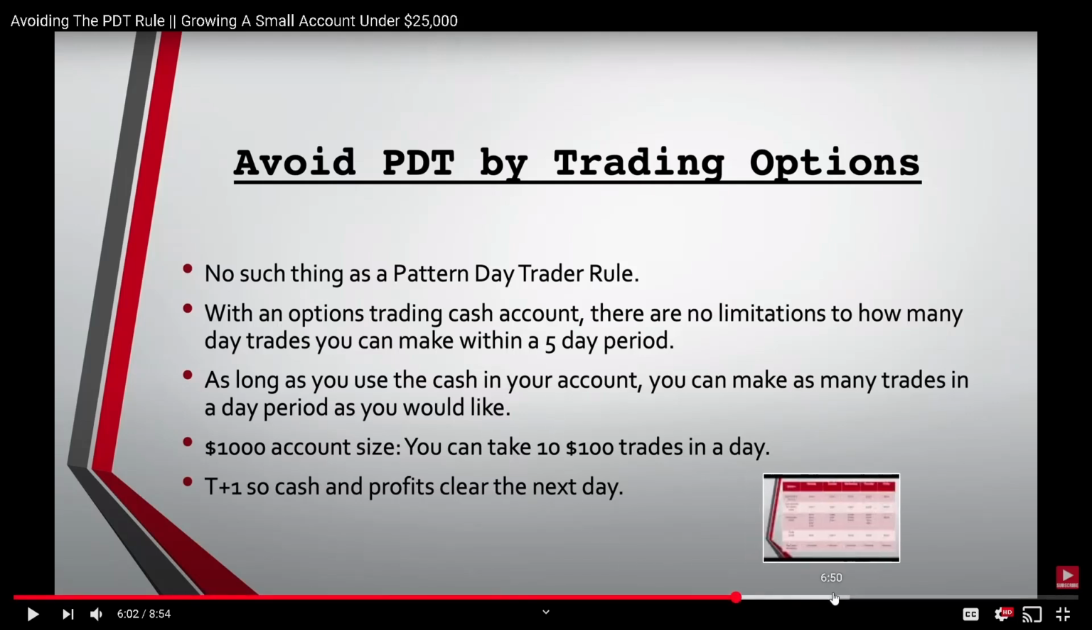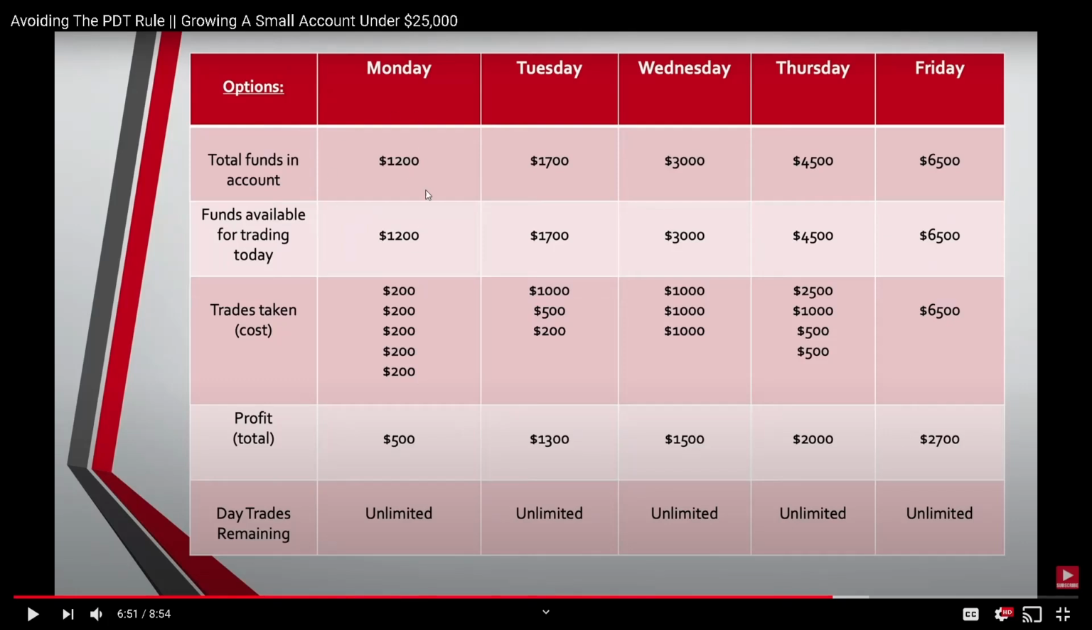So let's say you have a $1,000 account, or $1,200 account in this case. You can make 5 trades on Monday, 3 trades on Tuesday, 3 trades on Wednesday. You know, you're over your 3 day trade period, and you're not going to get flagged as a PDT because you're using a cash account. So everybody that wants to trade options, I would recommend using a cash account with 0 margin trading enabled at all.